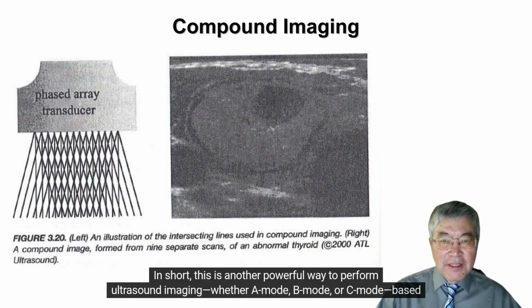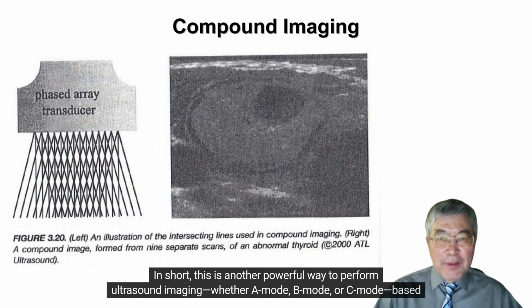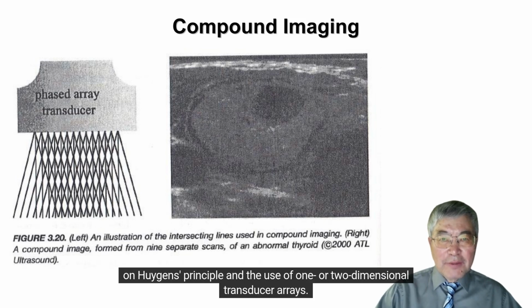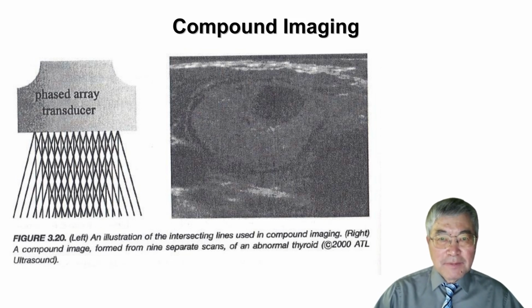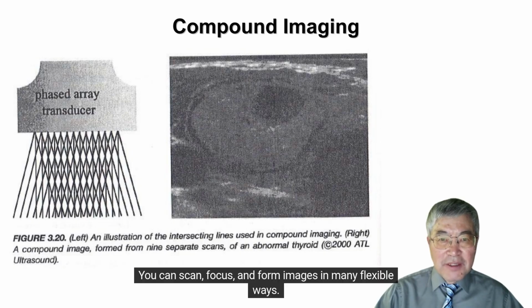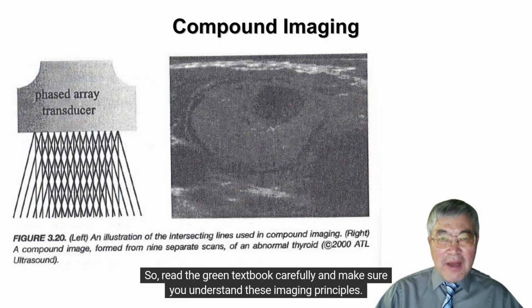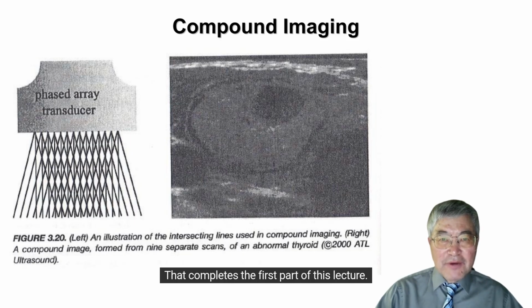In short, this is another powerful way to perform ultrasound imaging, whether A mode, B mode, or C mode, based on Huygens principle and the use of one- or two-dimensional transducer arrays. You can scan, focus, and form images in many flexible ways. So read the green textbook carefully and make sure you understand these imaging principles. That completes the first part of this lecture.